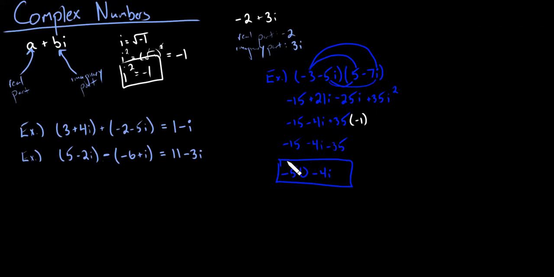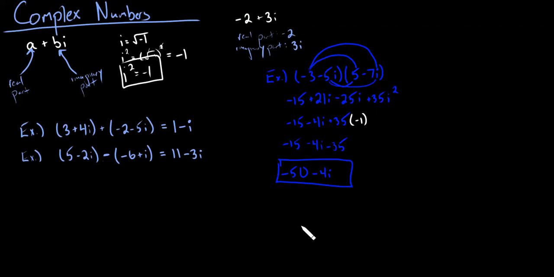And that would be our final answer for this multiplication problem, okay? So when you're multiplying, the only thing you need to be careful of is anytime you have an i squared, substitute in that negative 1 for i squared and simplify your answer in real part first, imaginary part second.